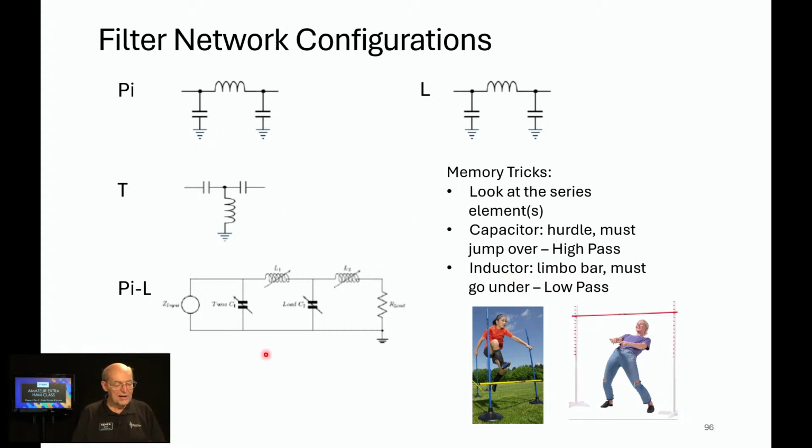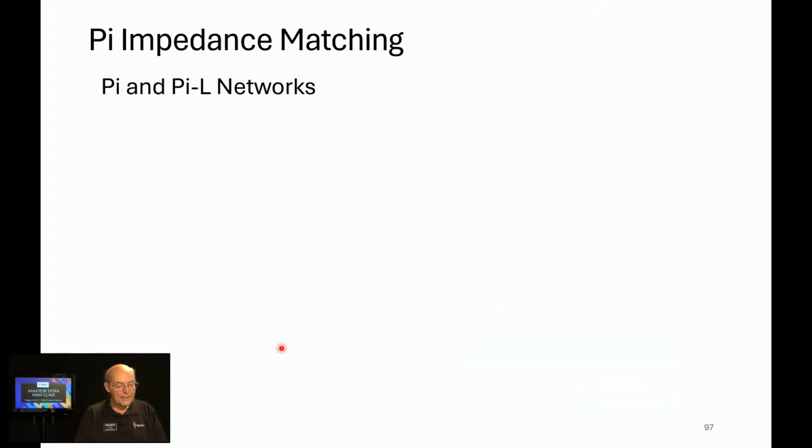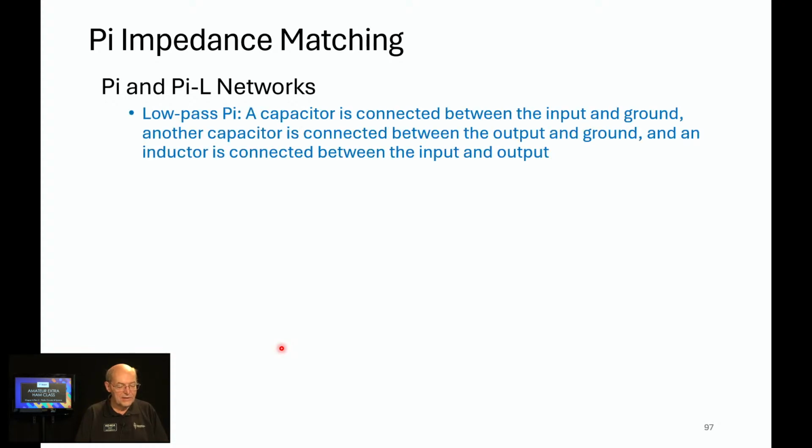And here's a pi L. Here's a pi with an inductor on the output. So these 2 components form an L. So this is what a pi L is. Okay, so more on pi and pi L networks. Now this is the one that's going to be really hard to answer if you don't have a picture of what we just shared. So a low pass pi.